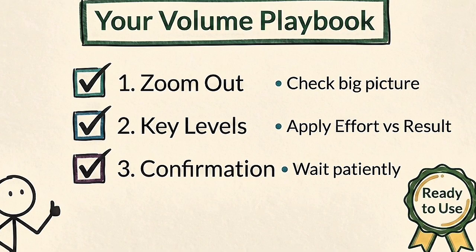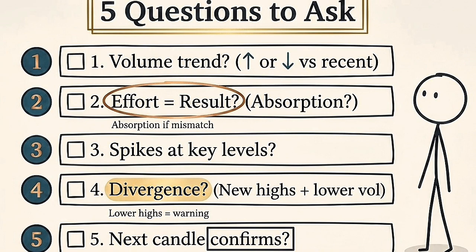That's your volume playbook. Before your next trade, run through this quick checklist. 1. Is volume increasing or decreasing compared to recent bars? 2. Does the effort match the result? Big volume should mean big candles. If not, someone is absorbing. 3. Are there any unusual volume spikes near key levels? 4. Is volume diverging from price? New highs on lower volume is a warning. 5. What does the next candle confirm? Never act on one candle alone.